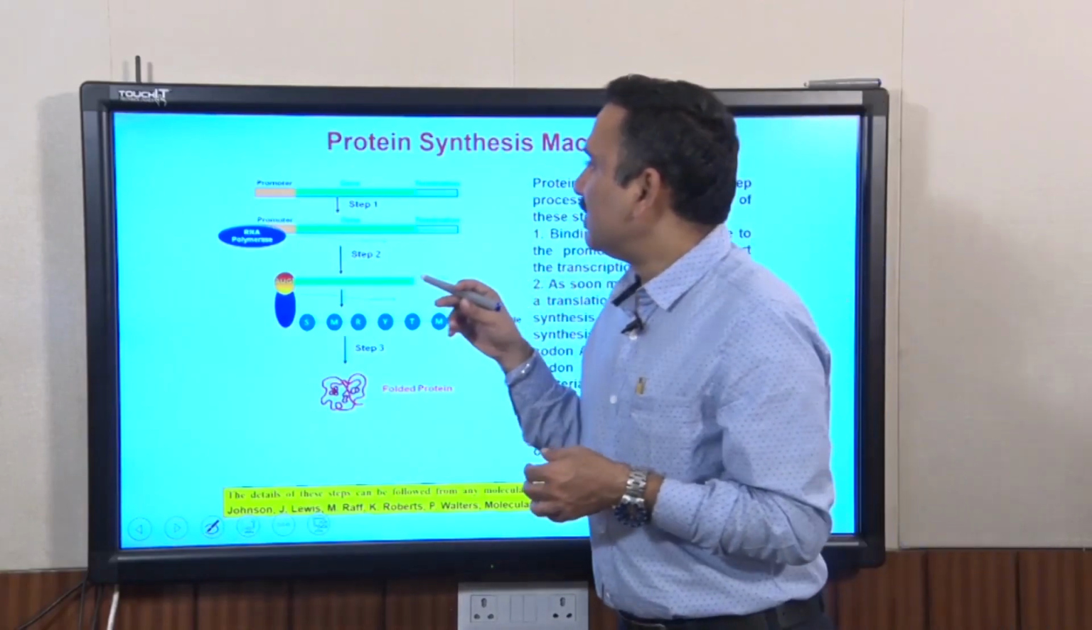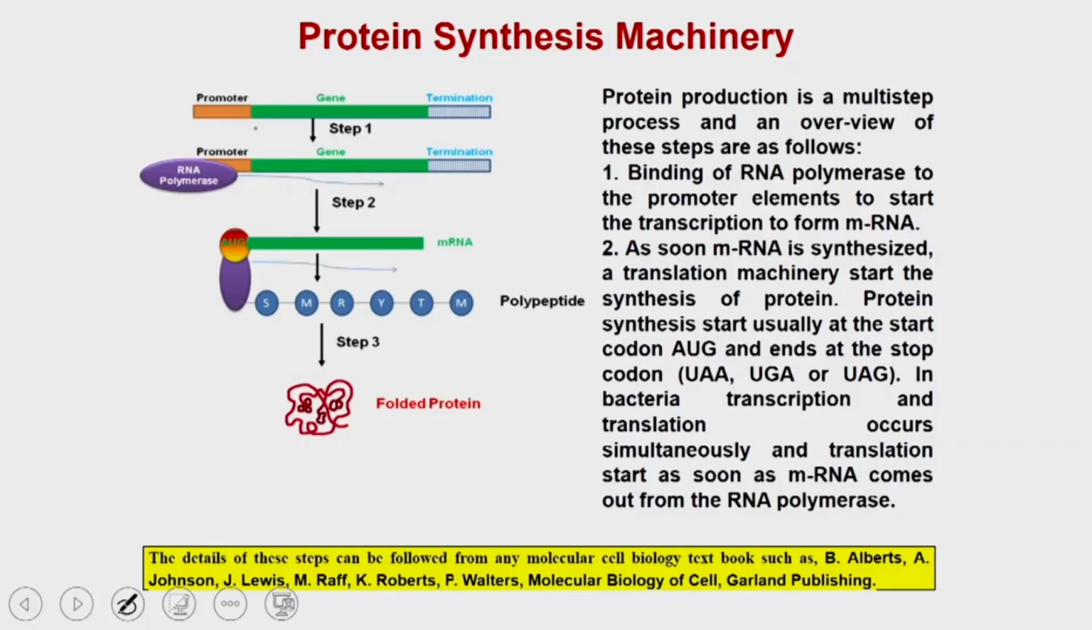In the protein production machinery, you have a coding sequence called the gene, and next to the gene you have a promoter sequence. This promoter sequence is required for providing the docking site for the RNA polymerase as well as different transcription factors, and at the 3 prime end you have a termination sequence, which is going to terminate the transcription of this particular gene.